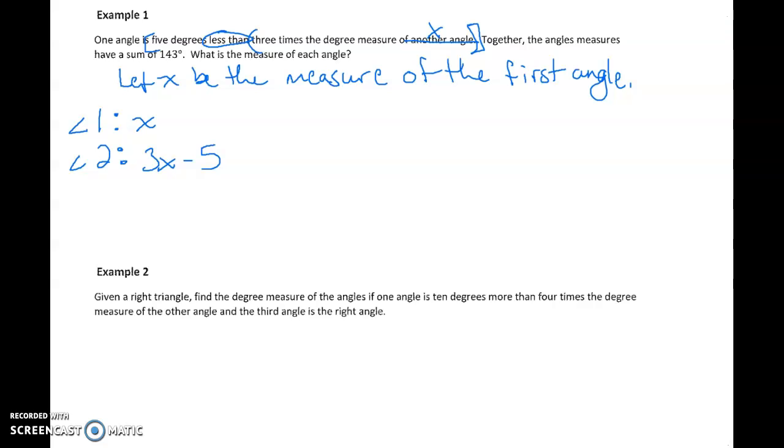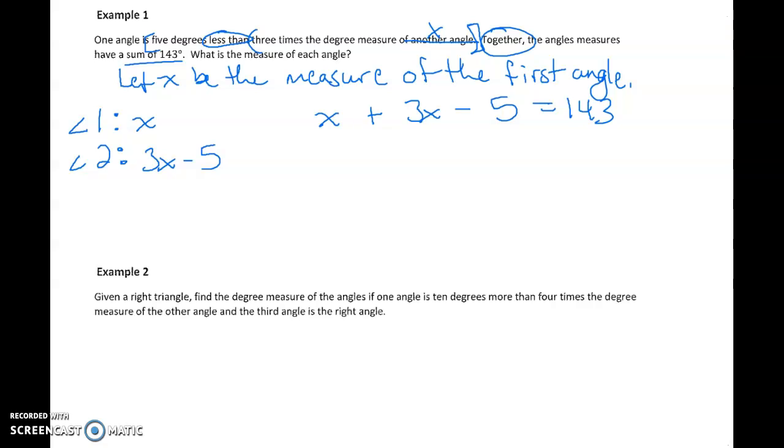Then we say, together, the angle measures have a sum of 143. So together and sum means add. So I'm basically just going to add these two together. I'm going to say x plus 3x minus 5 equals 143. So this is writing the equation. Now we get into solving it.